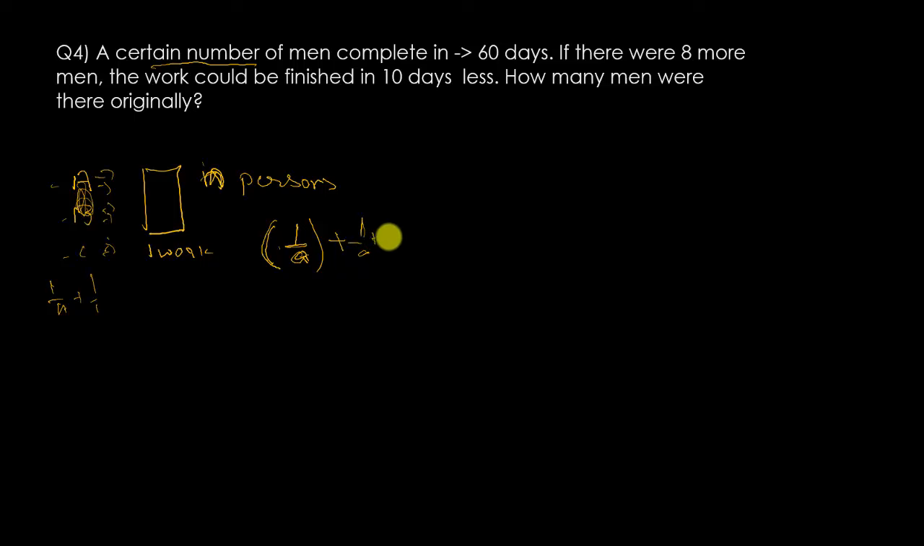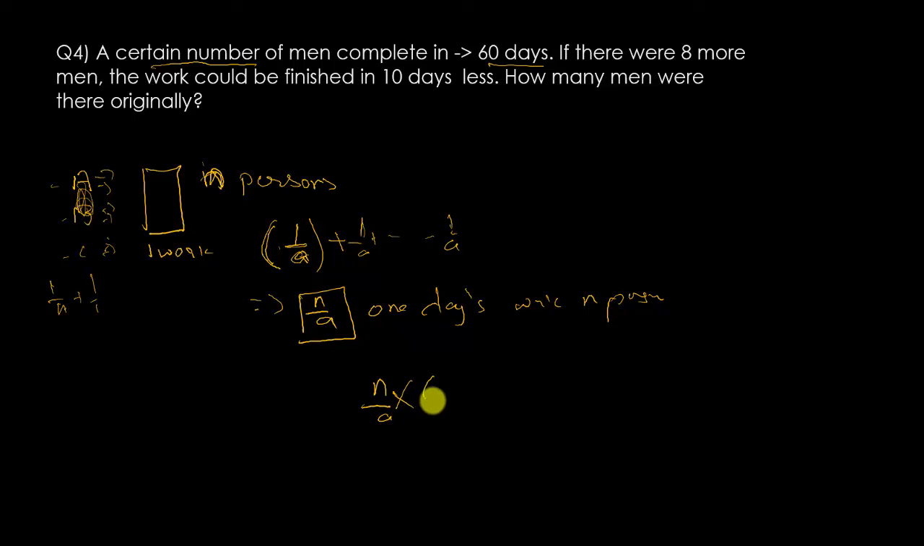Likewise, we will add 1 by a plus 1 by a, till the nth person. For n persons, that is n by a, or simply 1 by a times n. So this is one day's work of n persons. That is the rate we know. Now they are able to complete the work in 60 days with this rate. If they keep working for 60 days, n by a, 60 times, when they repeat this much effort, they are able to finish one work.